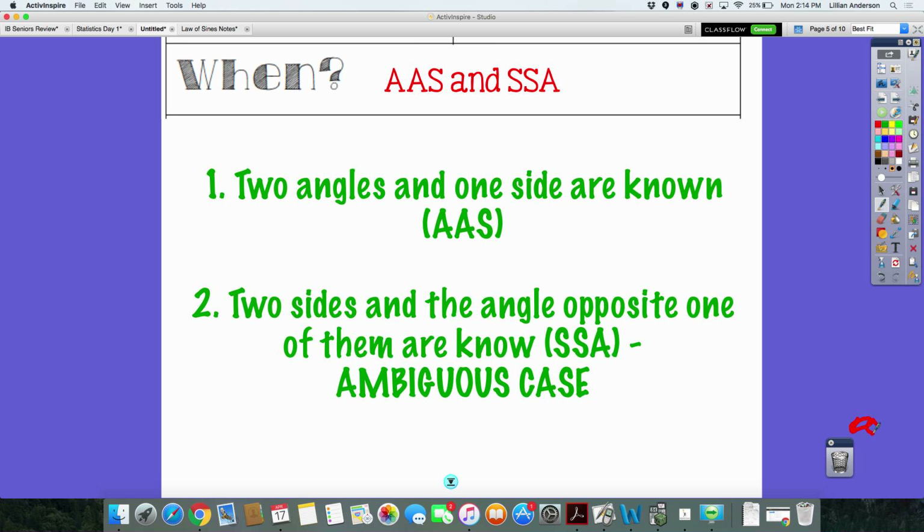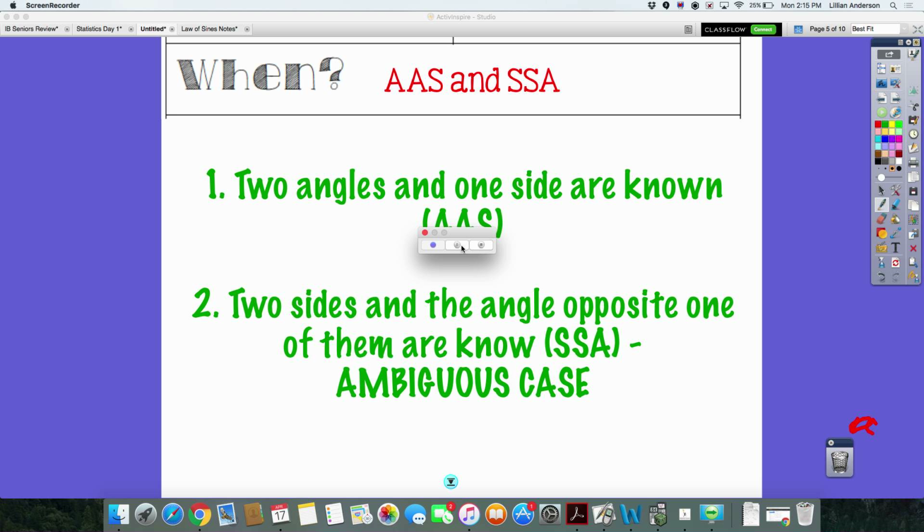Now, side, side, angle is called the ambiguous case. A lot of people say check for the donkey, okay? Because you know the other name for a donkey is that inappropriate word, which shall not be said in this class, okay? So, these are your two cases.